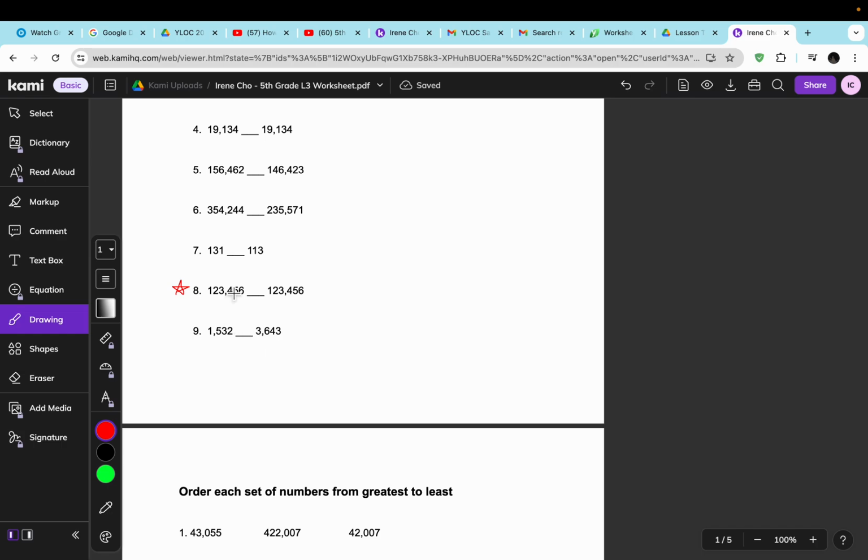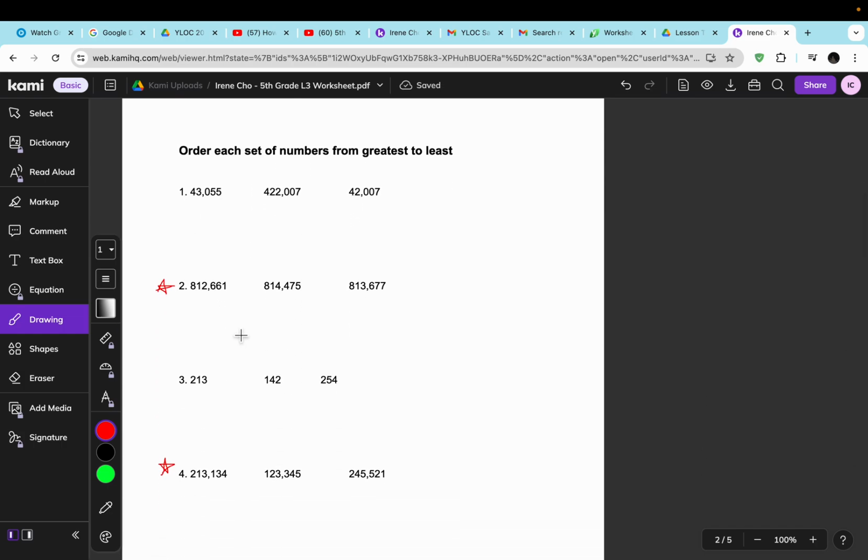I'll do another problem. So for this number, all the digits are the same. It's 123,456, and because both numbers are the same, they are equal to each other.